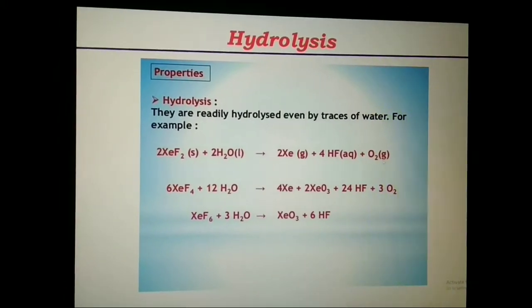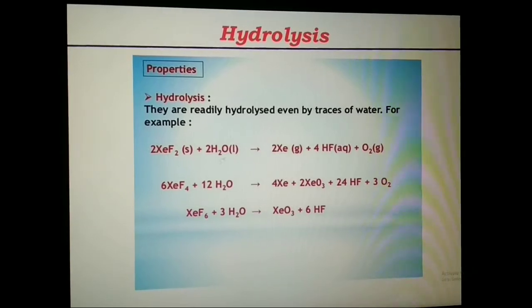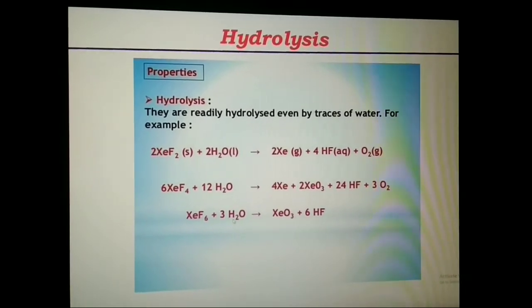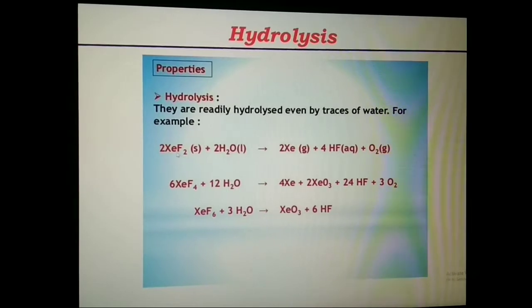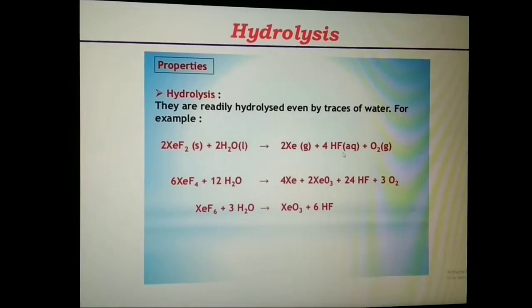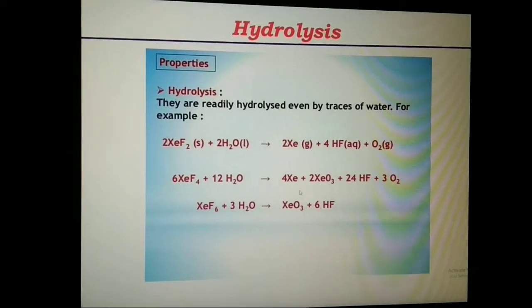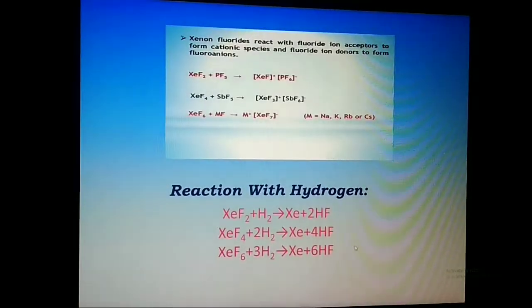All the hydrolysis mechanisms take place by the associative pathway. In the case of XeF6, on hydrolysis, XeO3 is formed. This is very important. And XeF2 on hydrolysis gives Xe and HF. XeF4 on hydrolysis gives Xe and XeO3.